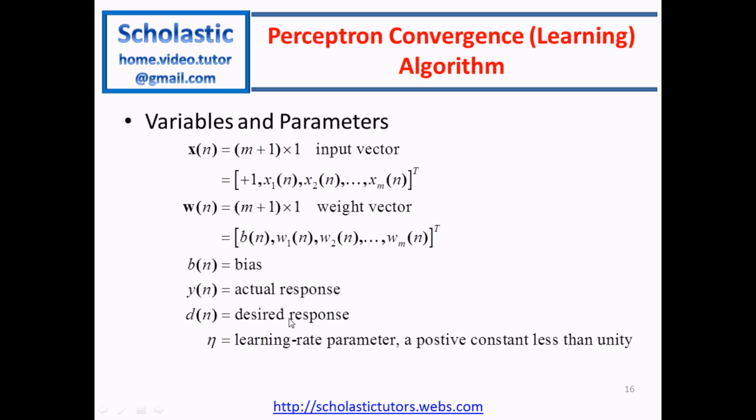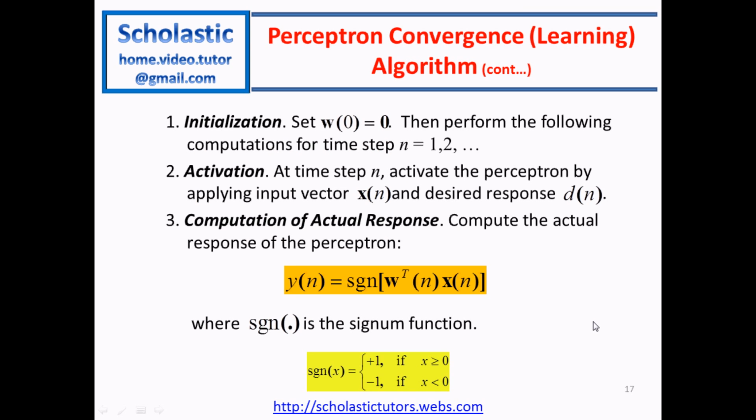So we'll see how it happens anyway. There is another parameter that we are going to use here called the learning rate parameter. It's a positive constant less than unity. Let's see how we are going to use all these parameters together. First of all, we have to initialize the weights to 0.